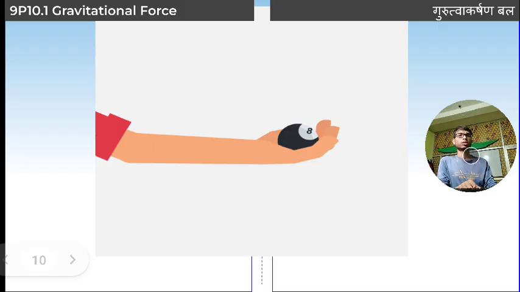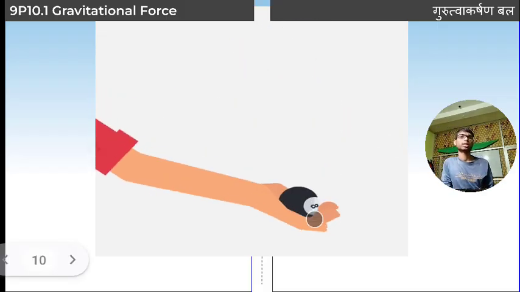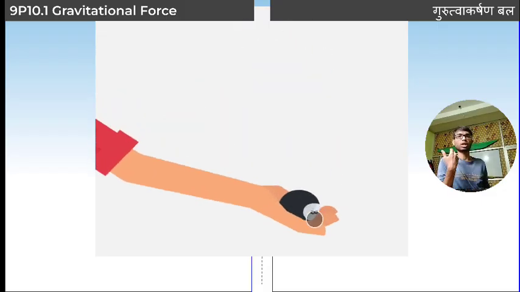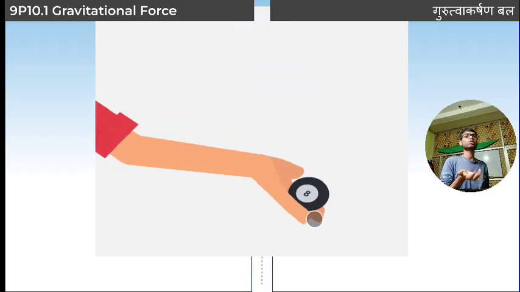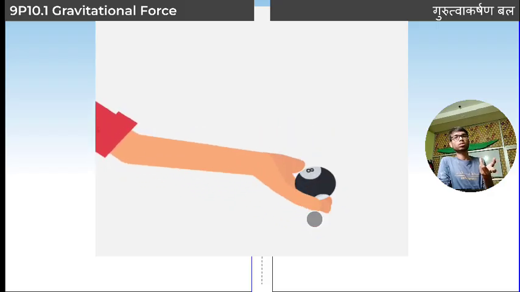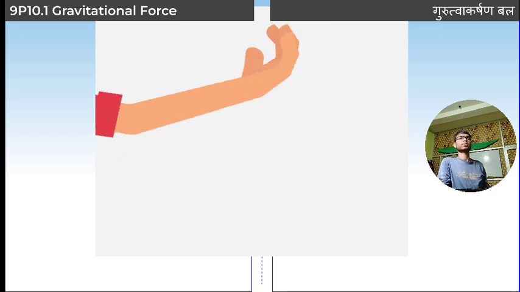Here, this picture is telling you that I am throwing something, a ball. You can say I am throwing a ball. This is also a force. But this force will be something else.